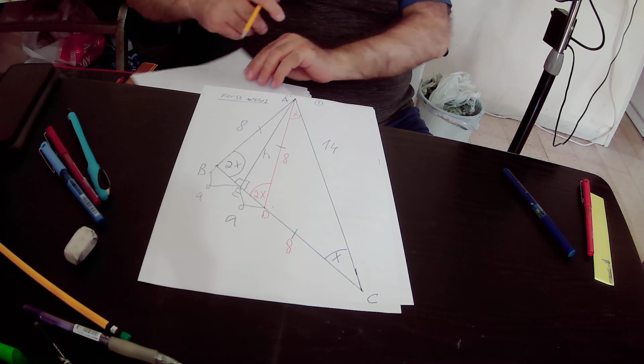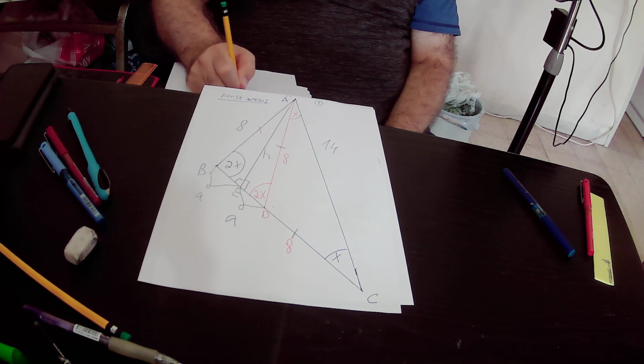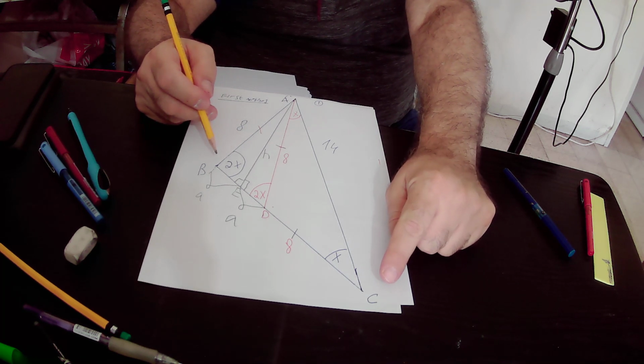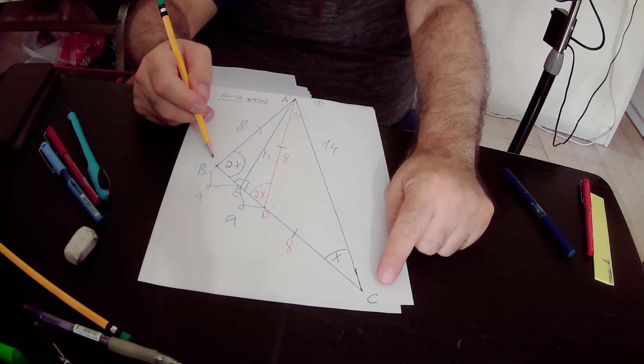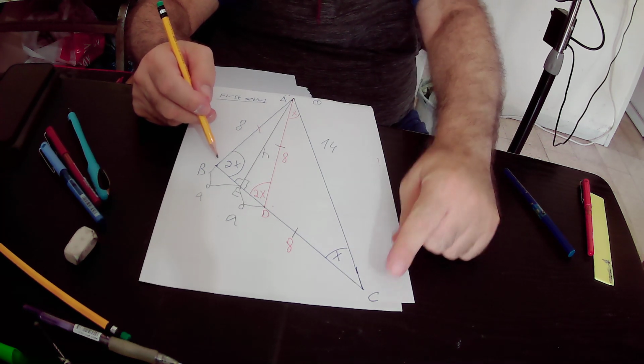So the area of triangle ABC equals the base. The base of triangle ABC is BC.